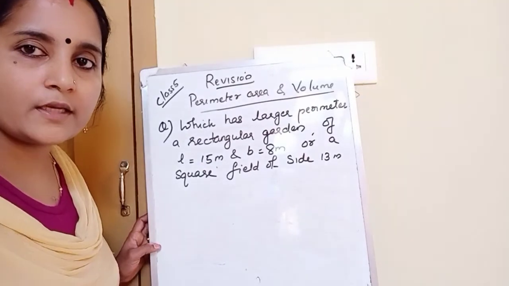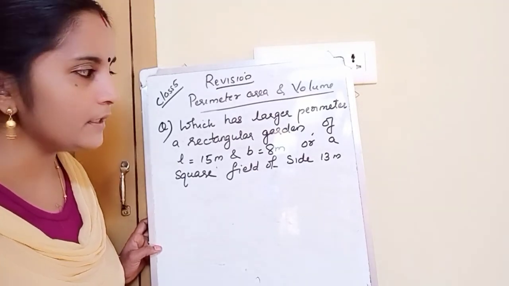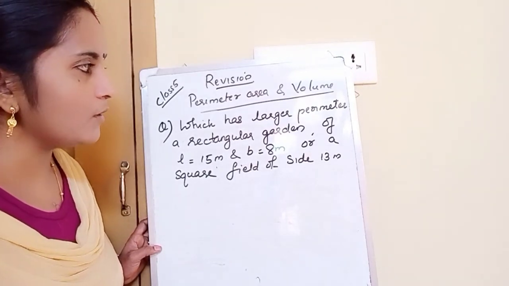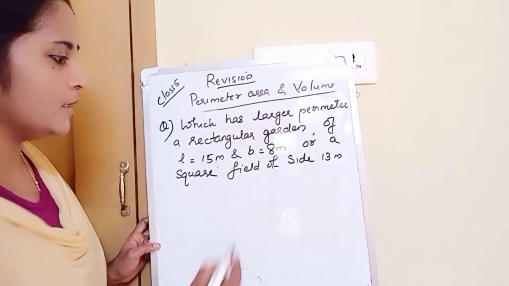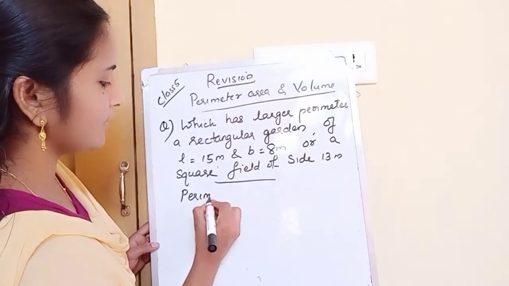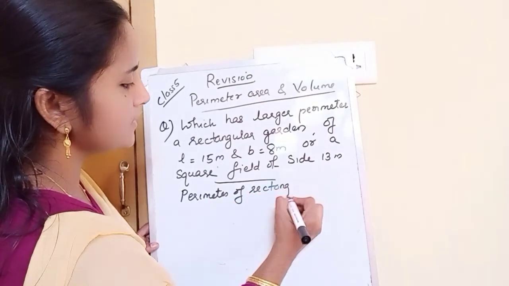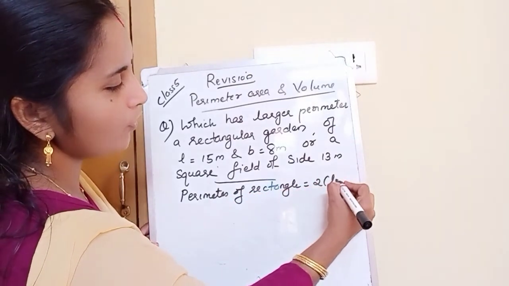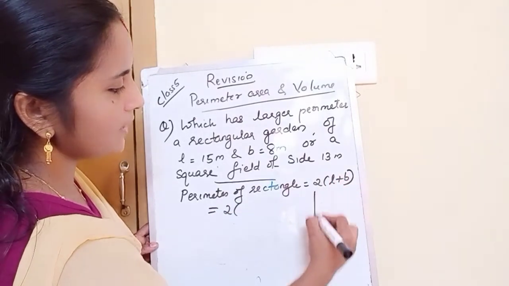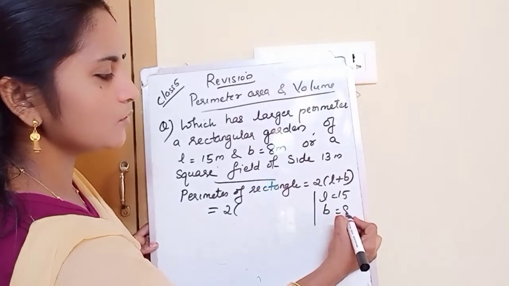We have a rectangular garden and a square field. We want to find out the perimeter of both fields, that is rectangular field and square field, and find out which has larger perimeter. So first we find out the perimeter of rectangle. Perimeter of rectangle is equal to, what's the equation? 2 into L plus B is equal to 2 into, what is L? L is equal to 15 and breadth is equal to 8.